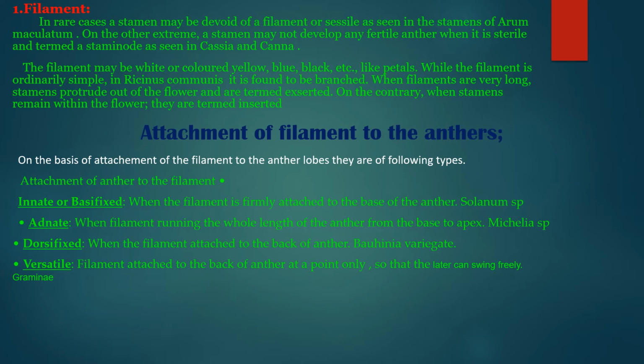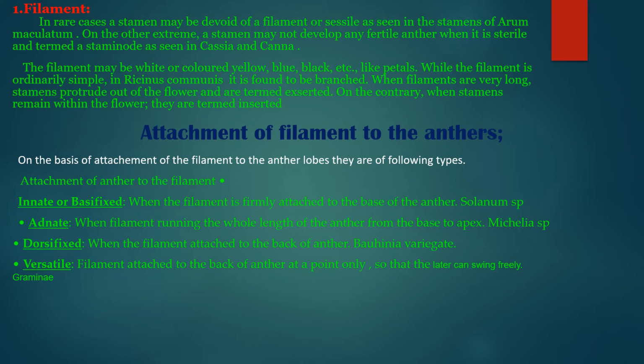In certain cases the stamens do not produce pollen grains. When the stamens do not have pollen grains, they are termed staminodes, as seen in cassia and canna. So cassia and canna are the examples where you have the presence of staminodes. The filament may be white or colored, yellow, blue or black, like petals. While the filament is ordinarily simple, in Ricinus communis it is found to be branched.